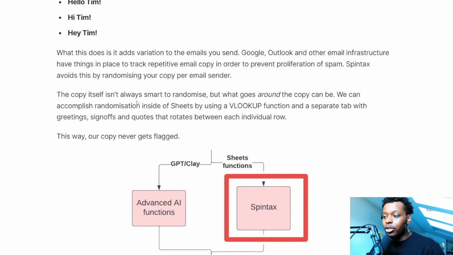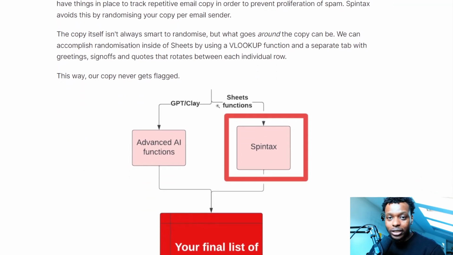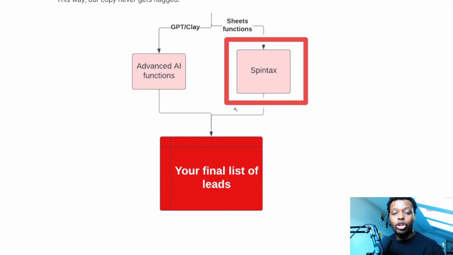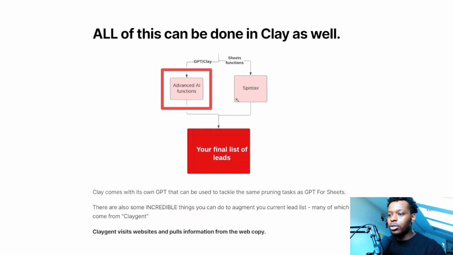But we can basically accomplish randomization inside of Sheets by using a VLOOKUP function and a separate tab with greetings, sign-offs, quotes, compliments, all that good stuff, which rotates between each individual row. So that's Spintax. Not amazingly important. Even at this stage, I think it's not as effective as it used to be, but it's still there nonetheless and should be used.